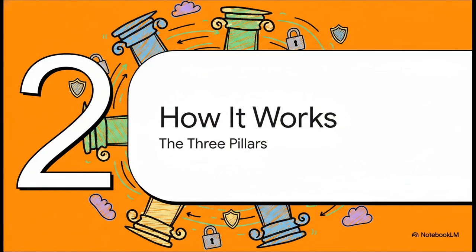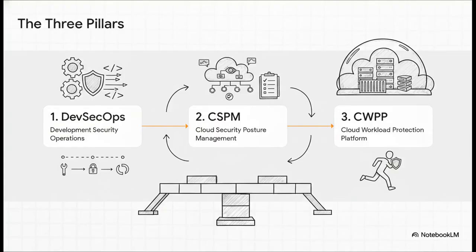Okay, so how does Defender for Cloud actually deliver on this promise? Its power really comes from three core security pillars that all work together seamlessly. Let's break down how they build on each other. These are the three pillars: DevSecOps, CSPM, and CWPP. You can think of them as the complete foundation for cloud security. They cover your applications before they're built, while they're being configured in the cloud, and while they're actively running. Let's dive into each one.